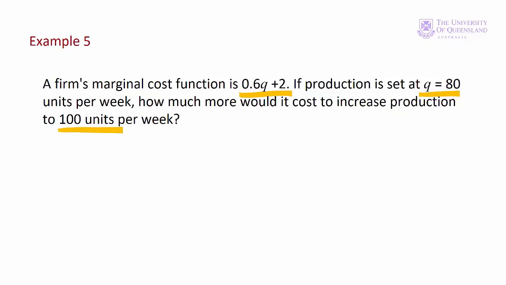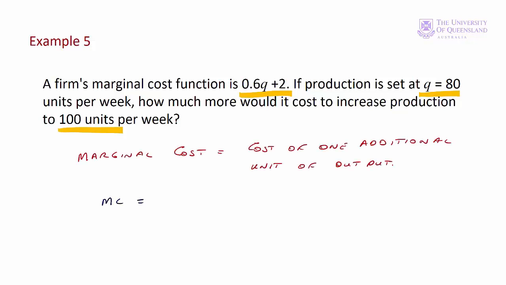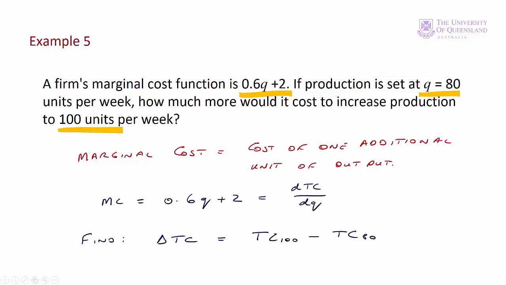Recall that marginal cost is the cost of one additional unit of output. So marginal cost is equal to 0.6q plus 2. So the marginal cost varies with the quantity, and that's equal to the first derivative of the total cost function, dTC dq. We want to find the change in total costs, delta total costs, when production goes from 80 to 100 units. That'll be total costs for 100 units minus the total cost for 80 units.